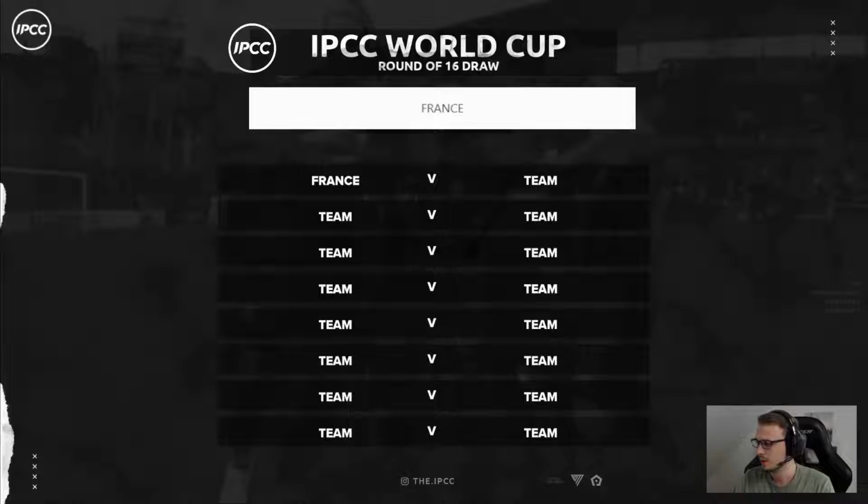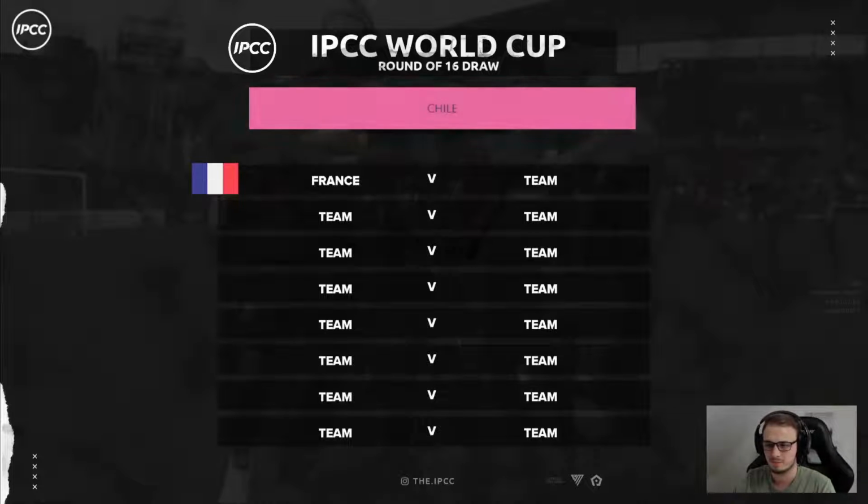And now France will face a team that managed to get the 3rd rank. It is not possible to face Colombia because Colombia played in the same group and everything else is possible. So let's see who's the opponent of France. It's Chile. Chile will face France in the first match. It's a home game for France on the first leg, and the second leg will be a home game for Chile. Maybe we also have a flag, I don't know. Yeah, we have one, nice.